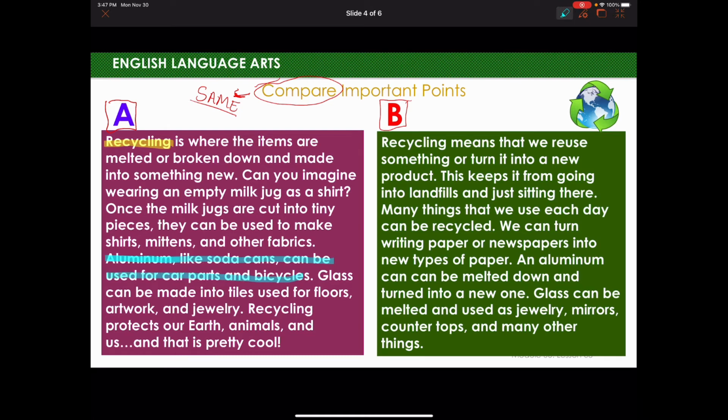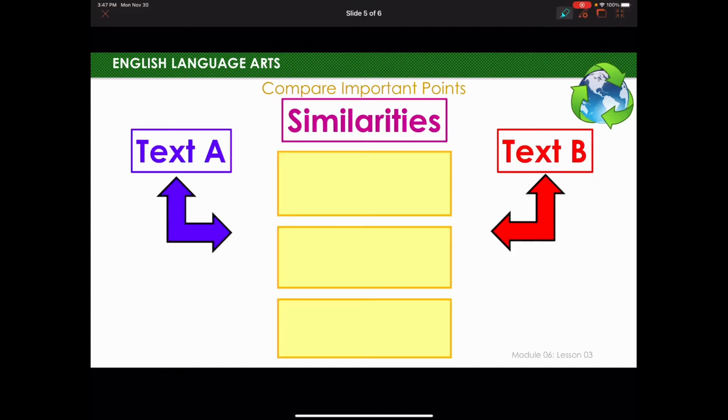See, aluminum, like soda cans, can be used for car parts and bicycles. And then over here, the author said, an aluminum can be melted down and turned into a new one. So one thing that we can compare is that both authors talked about how aluminum can be used to make other things, or aluminum can be recycled. So let's go to our next slide here, and let's write that down under similarities.